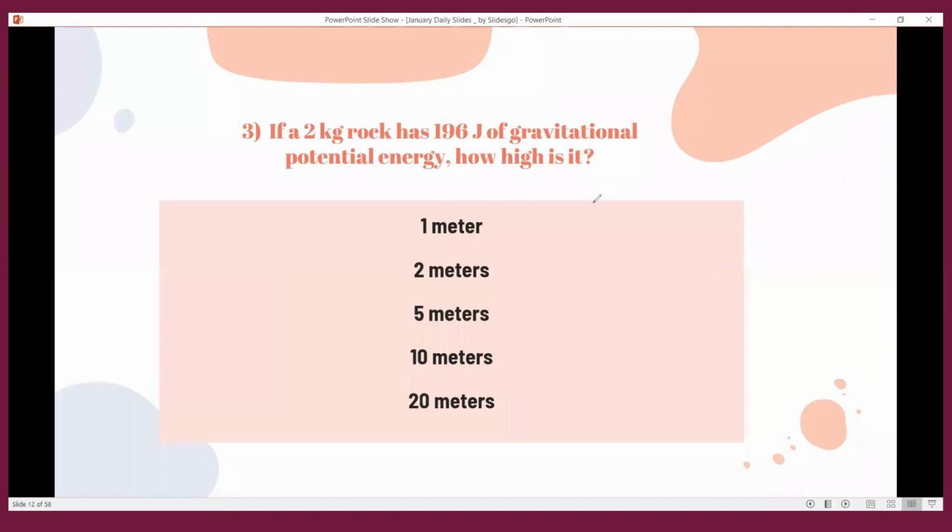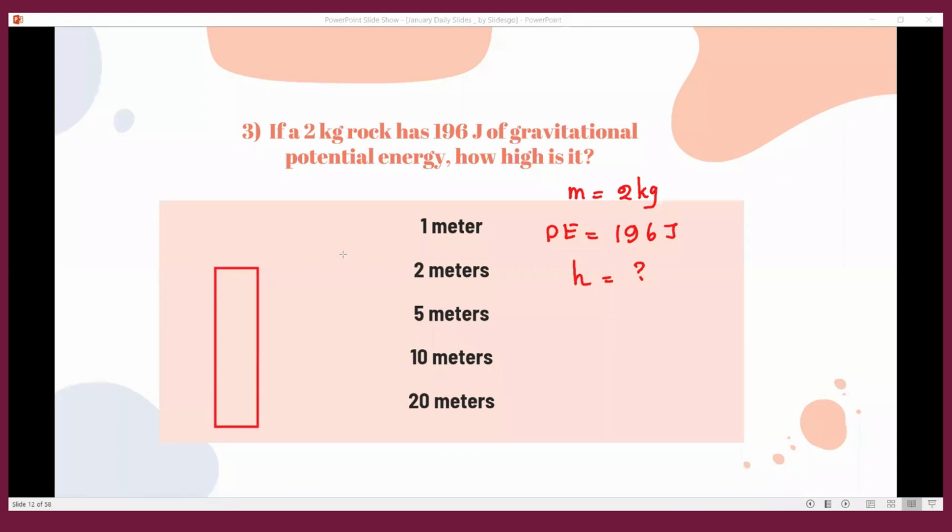If a 2 kilogram rock has the potential energy of 196 joules, how high is it? All right. So the question is, there is an object at a particular height. Let's say this is that object, the mass of that object is 2 kg, and the potential energy that it is storing is 196 joules. Our question is to find out the height from the sea level of this object.